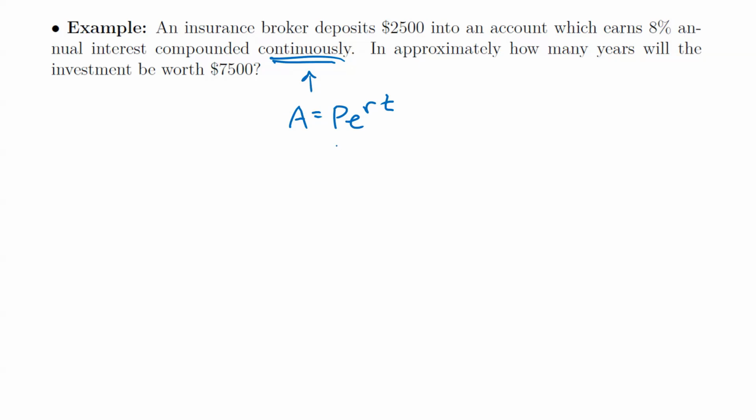Well, first of all, we invested $2,500, right? So that's definitely our principal. We know that r has to be 0.08. They're saying we want it to be worth 7,500 bucks, so that means we know the amount needs to be 7,500. And of course, what they're asking for is in how many years? So the question is, what is t?